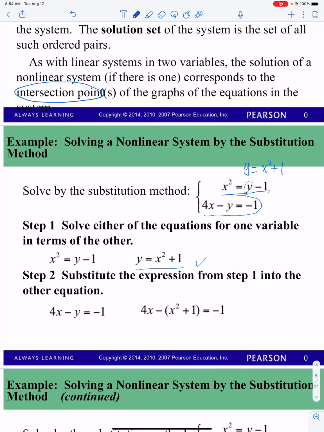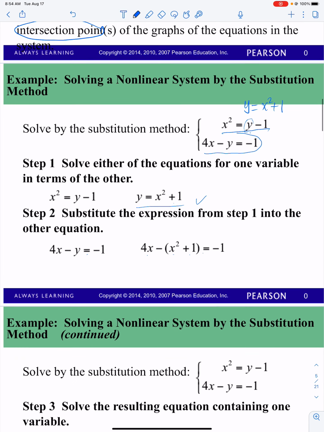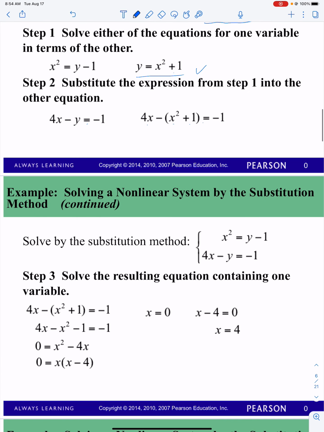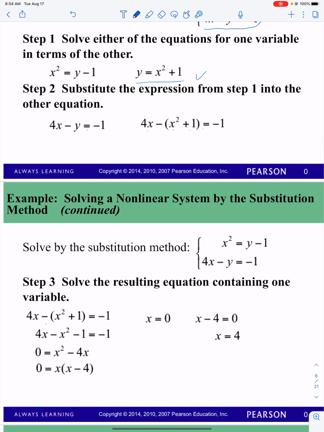Then what will you do? Substitute this y equal to x squared plus 1 into the other equation. So you have 4x minus (x squared plus 1) equal to negative 1. Then what should we do from here? You have to distribute the negative sign and then combine like terms. Typically we want to keep the x squared term positive, so 0 equal to x squared minus 4x. Then you can use factoring: x times (x minus 4) equals 0, so x equals 0 or x minus 4 equals 0. So x equals 0 or x equals 4.